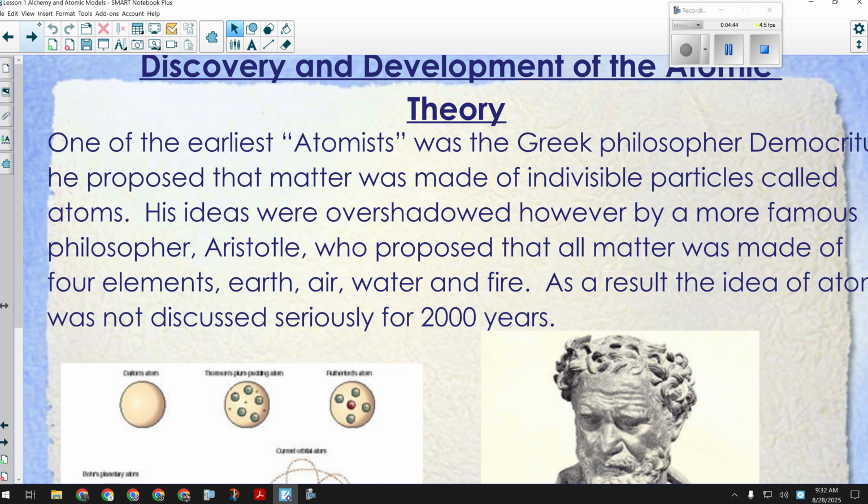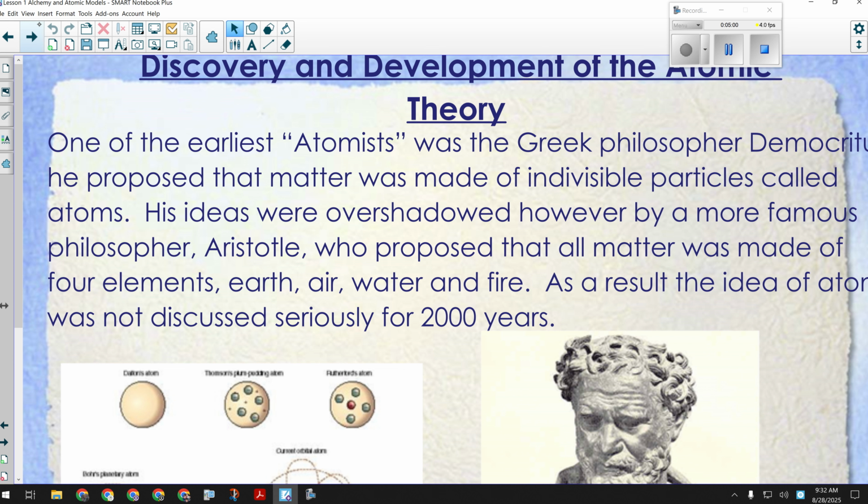So when Democritus came up with this idea, it didn't go over well, because the Greeks already believed that all matter was made of 4 elements.